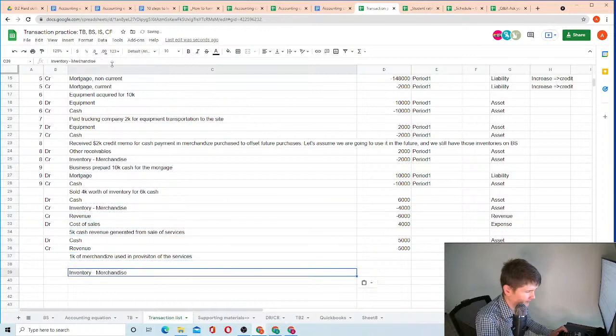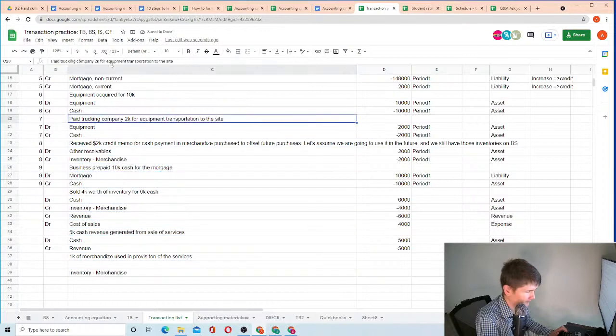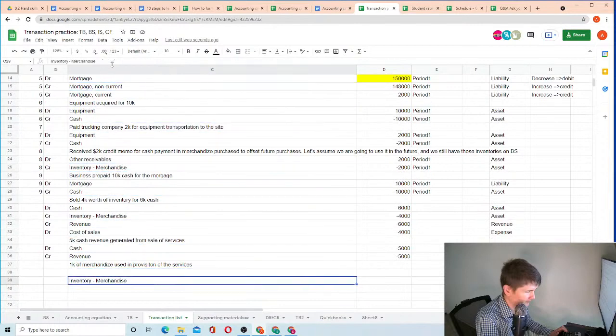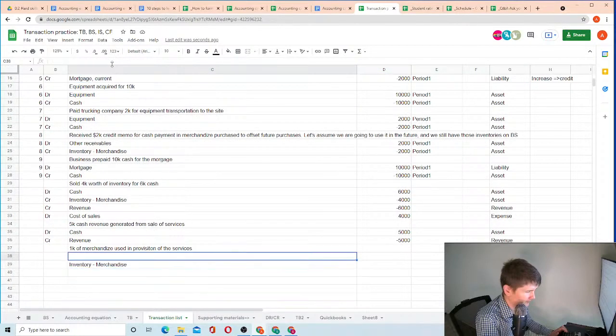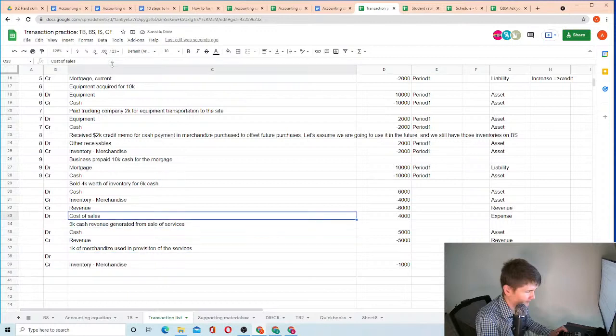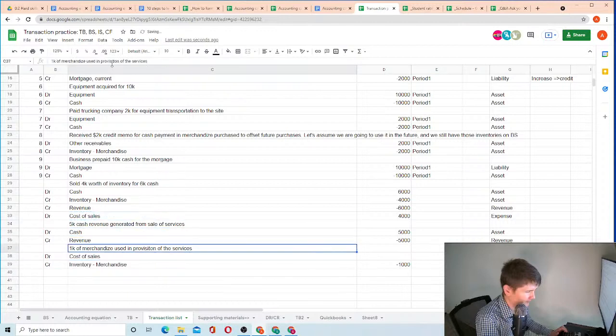We need to keep the names of the accounts consistent within the file, and I will tell you a bit later why we need to do that. So inventory merchandise minus 1,000, and that's assets. It decreases, so it's a credit. The debit side will be cost of sales, and it will be that same $1,000. So that will be an expense.